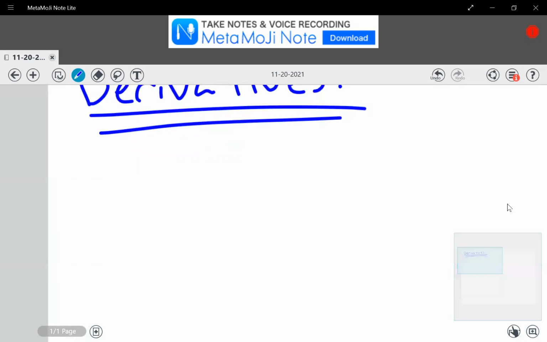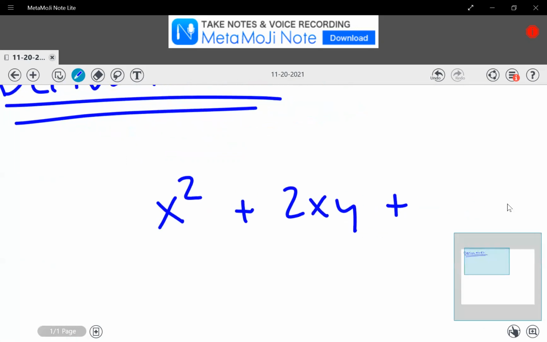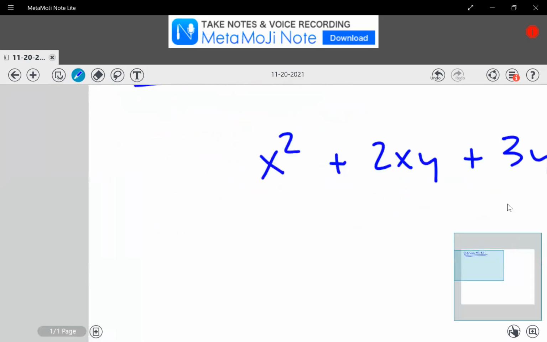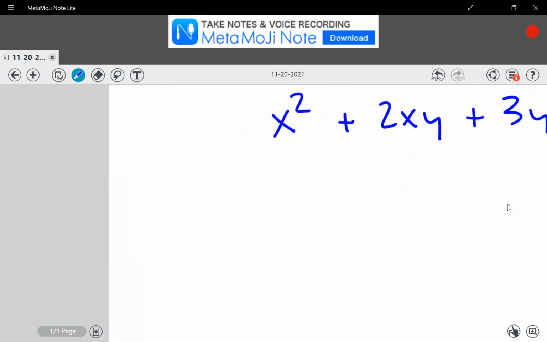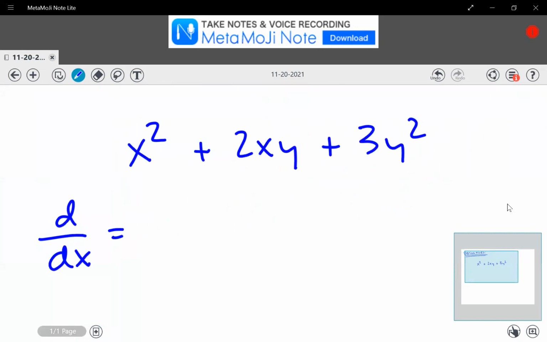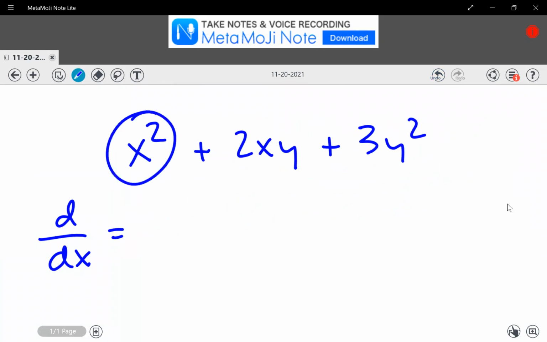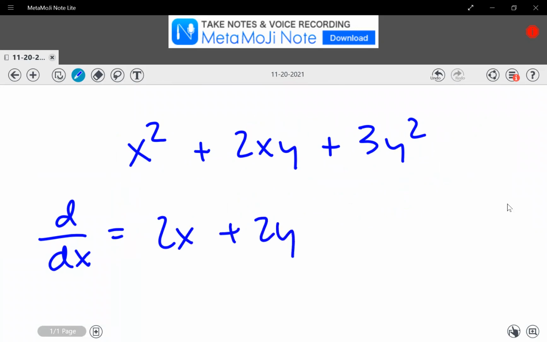So let's say we've got x squared plus 2xy plus 3y squared. We want to find the partial derivative, let's say, in response to x. Partial derivative for x. I'm just going to write this as d over dx. That means we pretend y doesn't exist for just a bit, and we solve it with x. Derivative of x squared, 2x. Derivative of this one here, that's just going to be plus 2y, right? Y is a constant. It's not going to change.